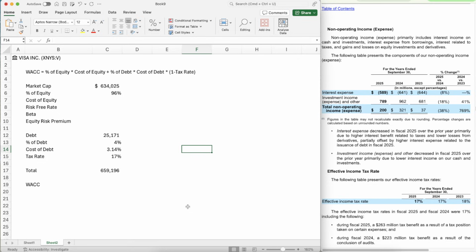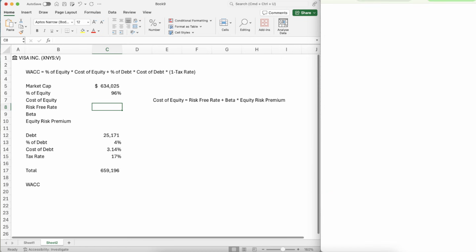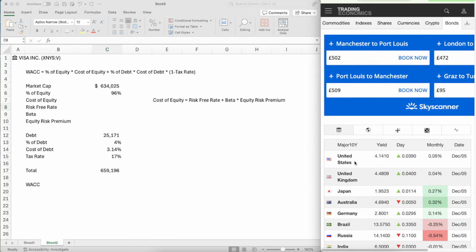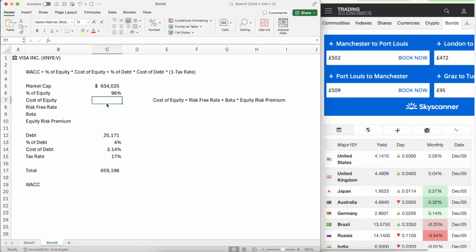Okay, let's start going on to the cost of equity now. The cost of equity equals your risk-free rate plus your beta multiplied by your equity risk premium. So the risk-free rate's easy. We just take the US 10-year, and at the moment that's trading at 4.141. We just put that in here. Sorry, that goes in the risk-free rate.